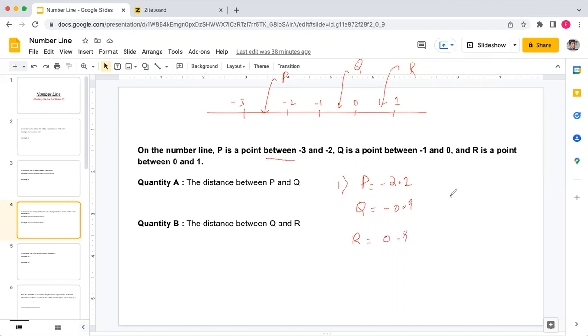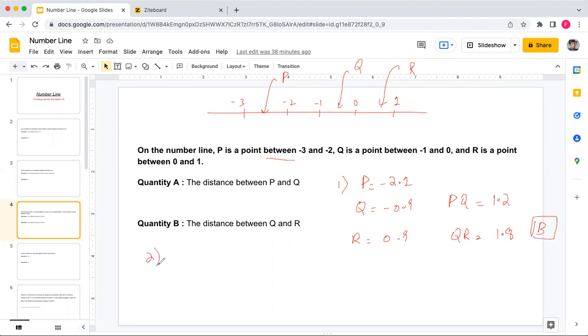So what is the distance between PQ, and what is the distance between QR in this scenario? The distance between PQ is 1. And the distance between QR is 1.8, right? So in this scenario, quantity B is greater.